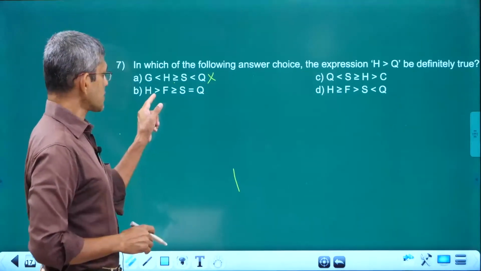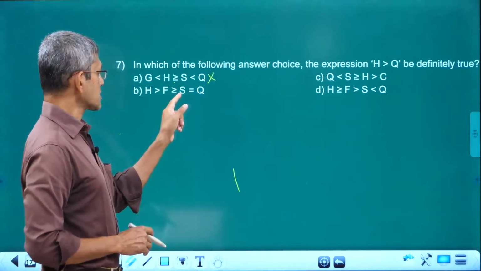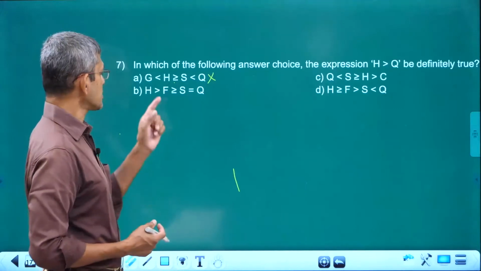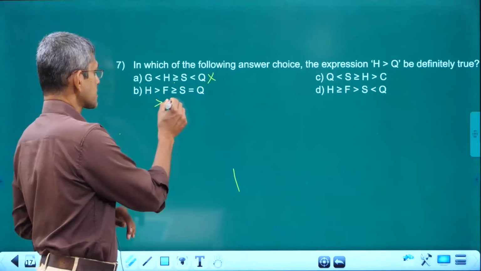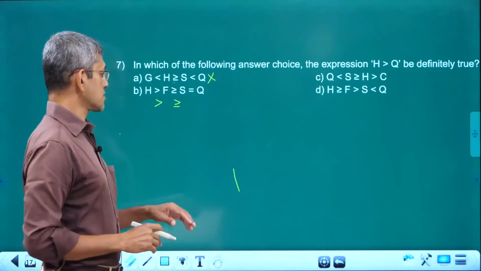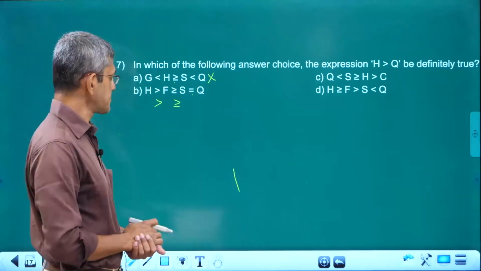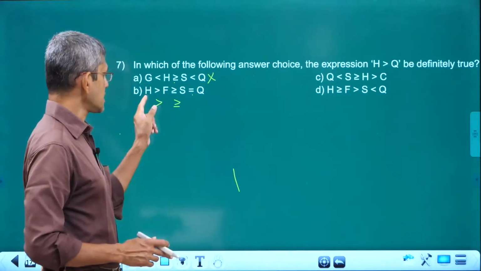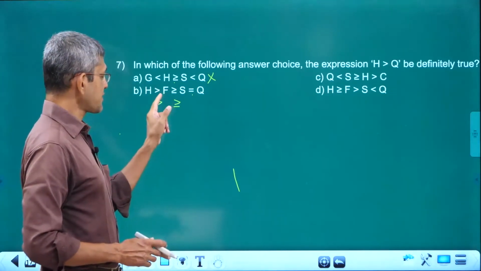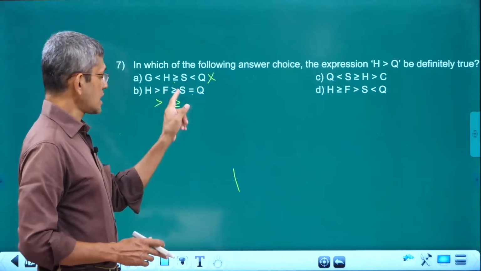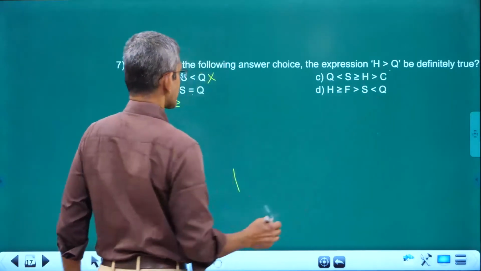Next one, the second answer choice. H greater than F and greater than or equal to S, that is equal to Q. So H greater than Q, is it true? Here the symbols we have are greater than and greater than or equal to. Equal to is a neutral symbol, so no need to consider that. So ultimately H is always greater than F, and F is greater than S, and S is equal to Q. That means H is always greater than Q.